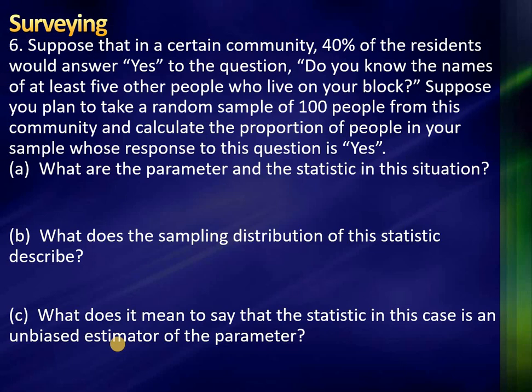The parameter here, what we're trying to learn about, is the actual percentage of residents who would answer yes to, do you know the name of at least 5 other people who live on your block? This is context, ladies and gentlemen. What is the statistic?